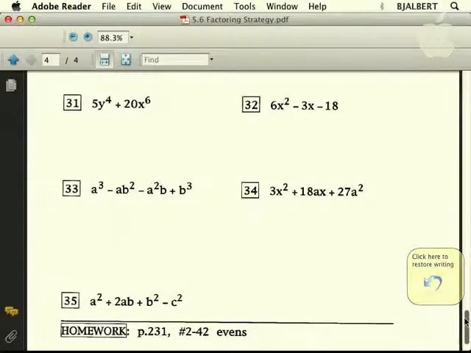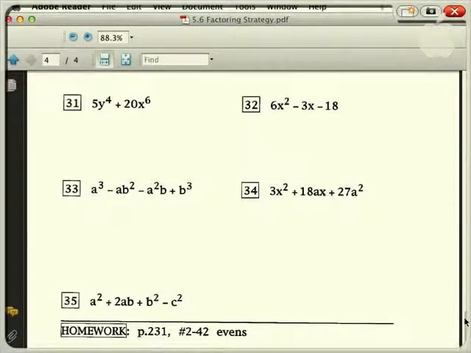Number 31. You can pull out a 5. But that's all you can do. Not very exciting. In number 32, you can pull out a 3.